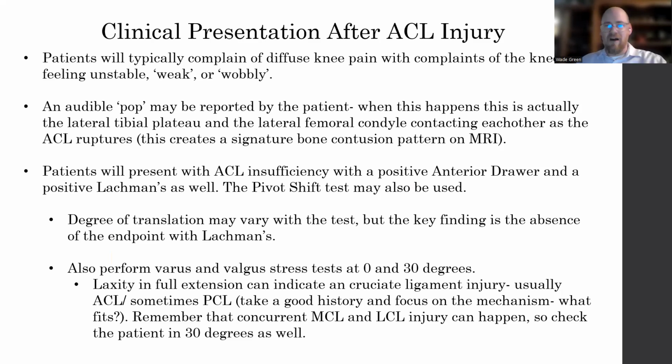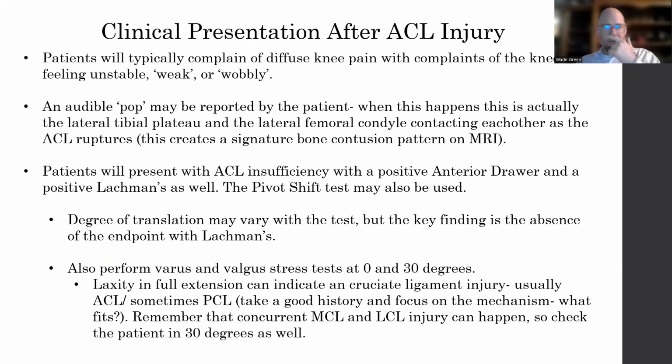So they're going to complain of obviously diffuse knee pain, and this is different with everybody. Pain levels will be different, right? But a key symptom that they'll report is that the knee feels unstable. The knee feels weak or wobbly, and so you'll need to ask them as an athletic trainer, knowing what happened, "Hey, does your knee feel unstable? Does it feel weak or wobbly?" And they'll tell you yes or no, right?